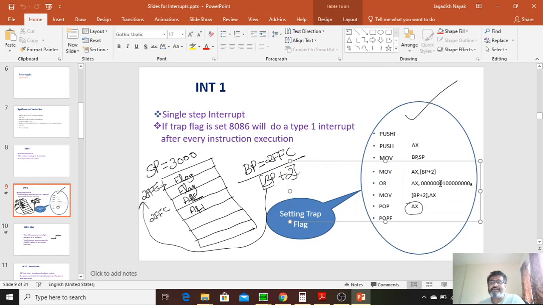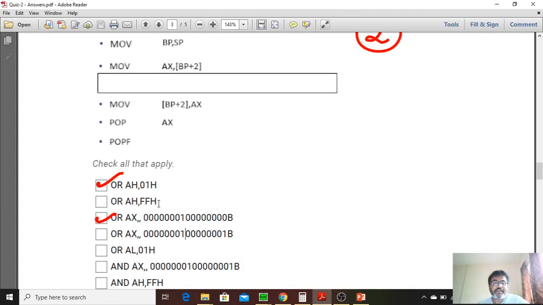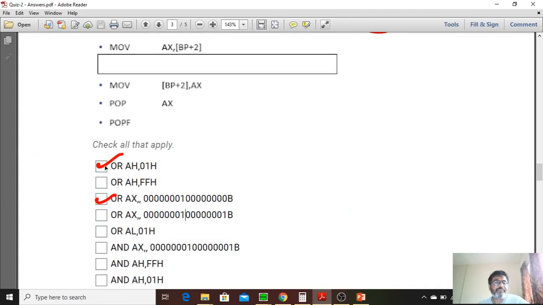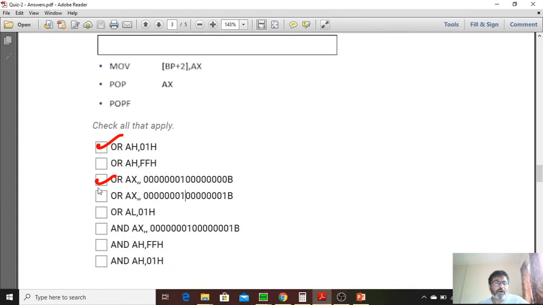You can see here, okay? See 00000001. This is the AH register. This also can be replaced by OR of AH comma 01H. That is what another answer given here, right? So these two are the correct answers for this.